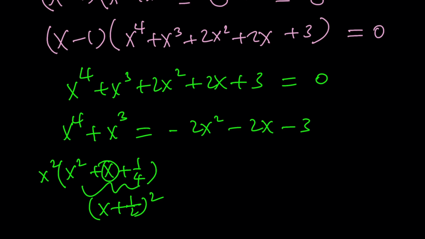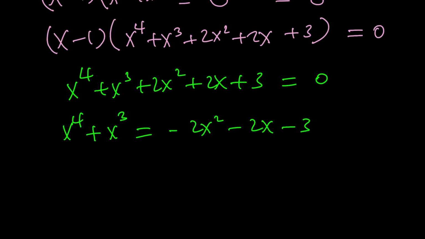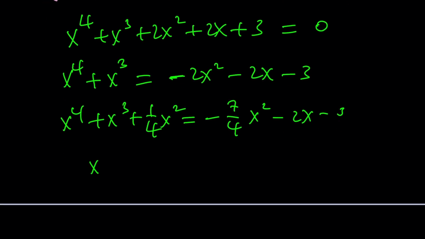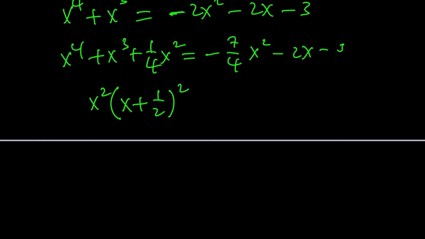So we need to add 1/4 x squared. Great, let's do that. We're going to add 1/4 of x squared, and then of course you're going to add 1/4 as well. That's going to be like negative 7/4 x squared minus 2x minus 3. So the left hand side became a perfect square, but it is now x squared times x plus 1/2 squared, which I can write as x times x plus 1/2 quantity squared, like this.